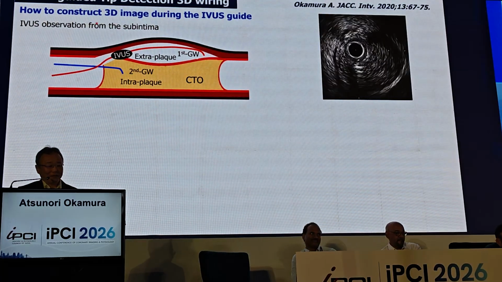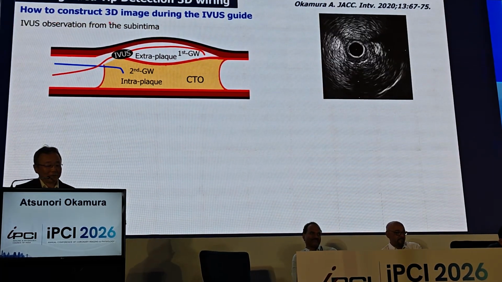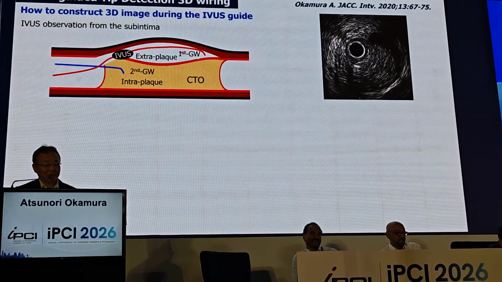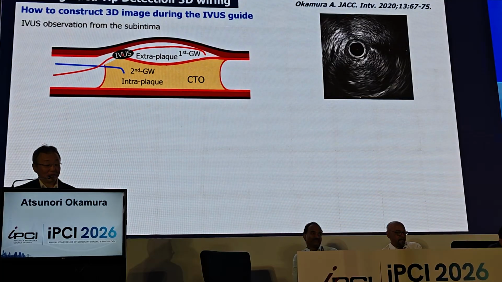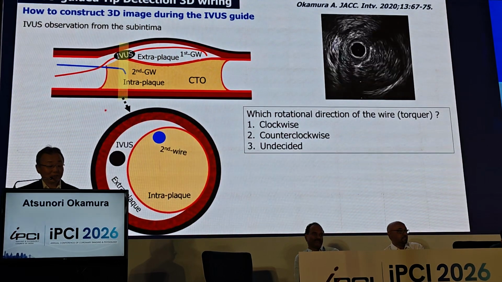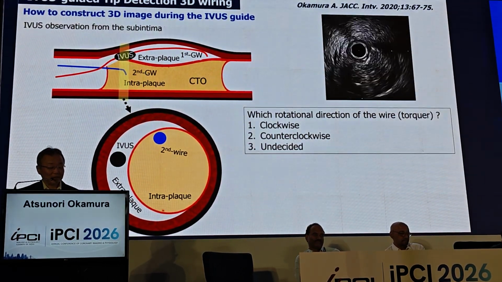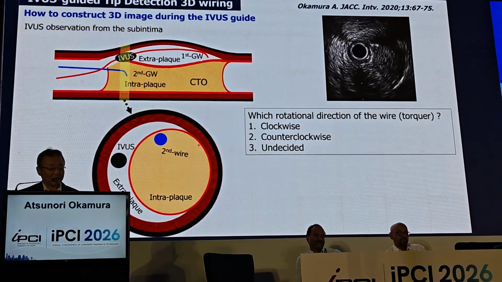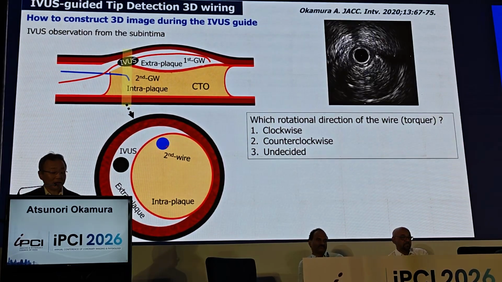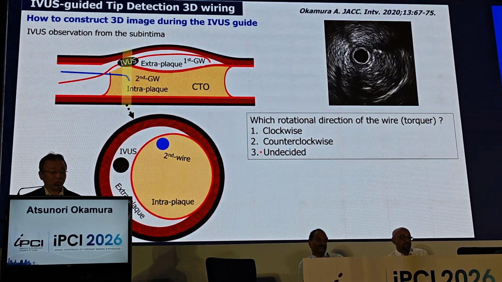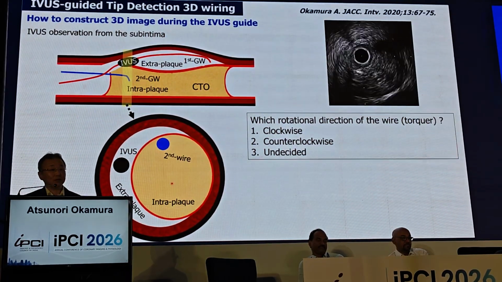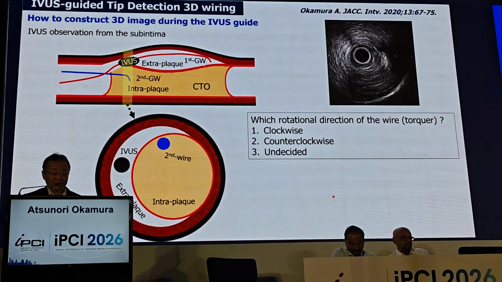Next I'll talk about the IVUS guide: how to construct the 3D image during IVUS guidance. The first guide wire is already in the subintimal space. Just now the IVUS is in the subintimal space. You are watching the second guide wire from the cyber IVUS in the subintimal space. So this is a cross section. This is the IVUS image. The IVUS is in the subintimal space. The second guide wire is there, in the interfractal. If you navigate the second guide wire into the center part, which rotation direction of the guide wire torque? Clockwise or counterclockwise? The answer is undecided.